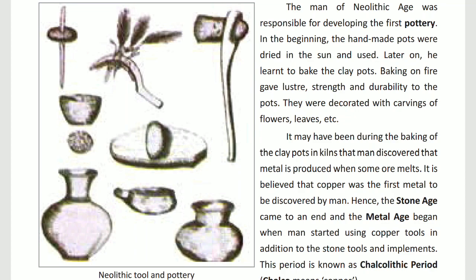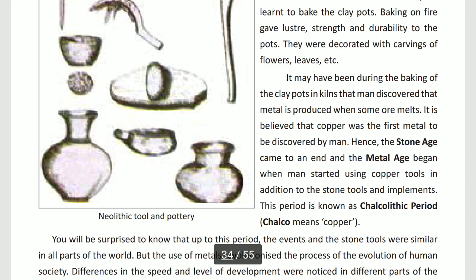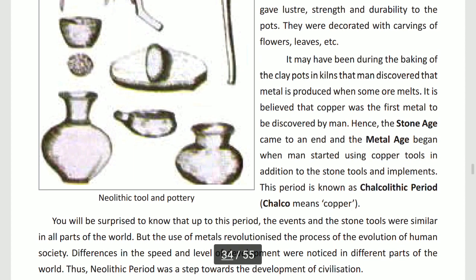In the beginning, the hand-made pots were dried in the sun. सबसे पहले जो हाथ से वो लोग pots बनाते थे तो उसको सूर्य की रोशनी में वो लोग सुखाते थे और फिर यूज करते थे. Later on he learned to bake the clay pots. जैसे अभी हम लोग यूज करते हैं clay pots का, उसी प्रकार वो लोग भी अब उसको बेक्ड करके पकाने लगे. Baking on fire gives luster, जिससे वो चमक आता था, strength मजबूत होता था, and durability also means ज्यादा दिन तक वह चल भी पाता था.